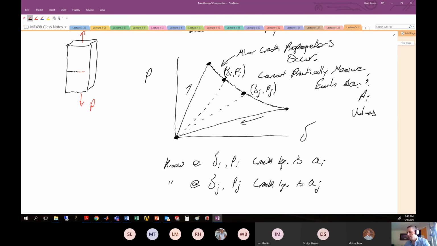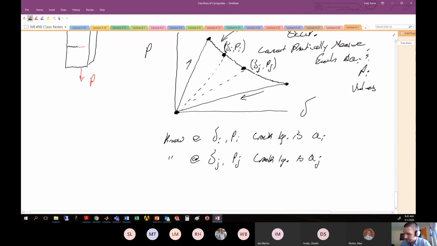I know if I were to unload from, let's say, delta I, PI, that my elastic energy would be something like this, right? I know if I were to unload from delta J, PJ, that my elastic energy would be something like this, okay? So the difference in elastic energy between those two particular locations is the energy that you lost to fracture, right?